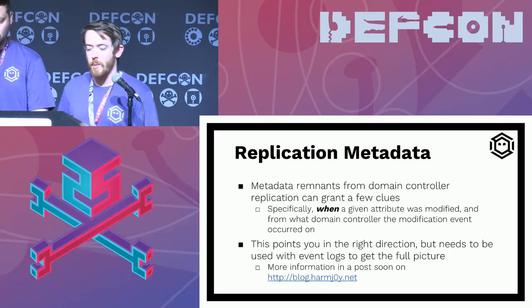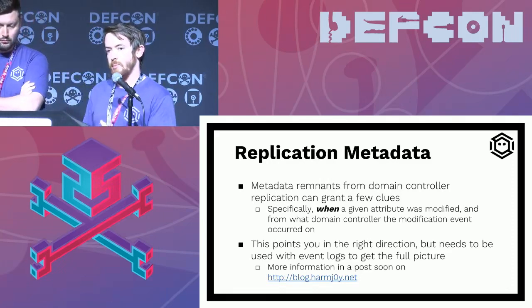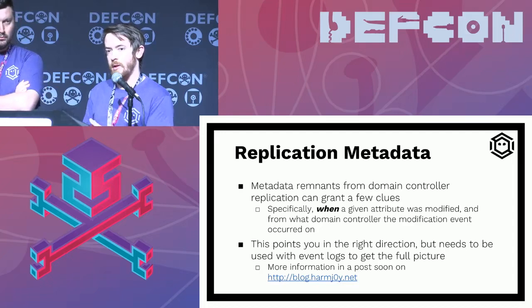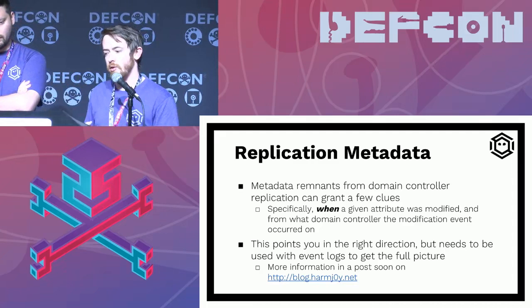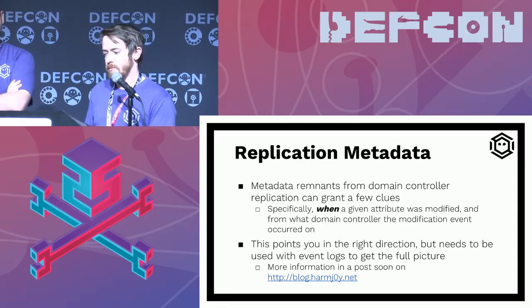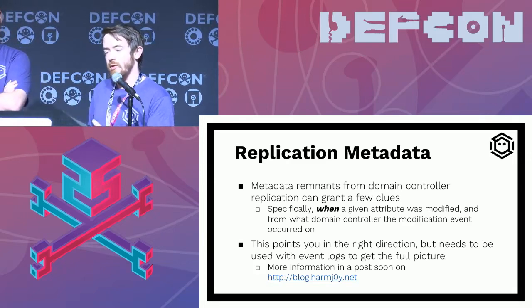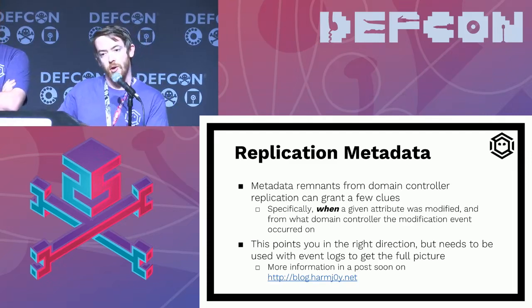Okay. So replication metadata. Metadata remnants from a domain controller are actually preserved in these particular properties in Active Directory. So when the DCs synchronize everything, there's this XML-based metadata that you can pull out. So you can figure out when a given attribute was modified, and from what domain controller the modification originated. So this kind of points you in the right direction, but you have to go to that DC and parse those event logs to actually figure out who made the change.